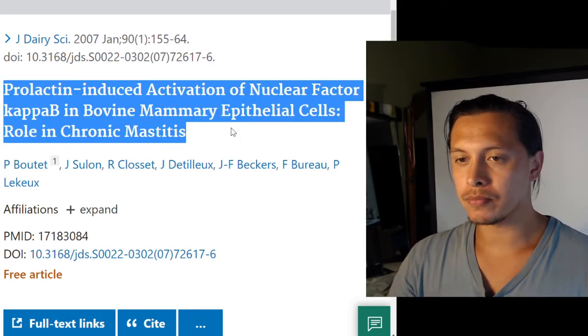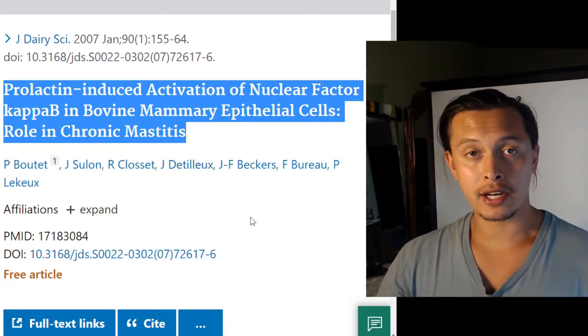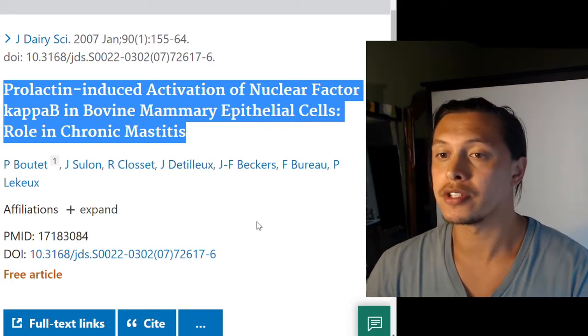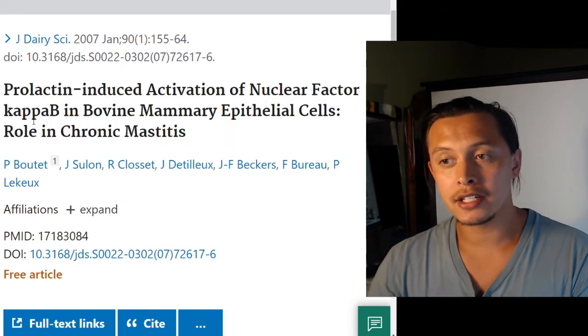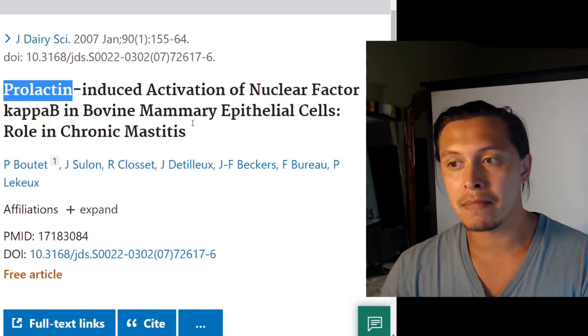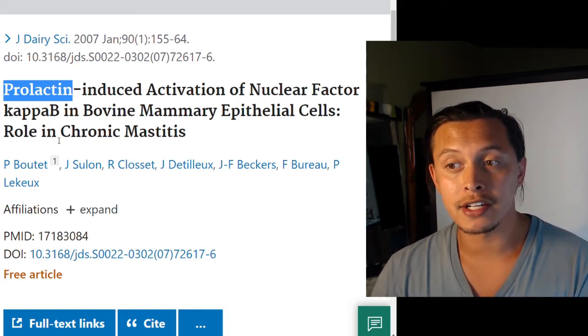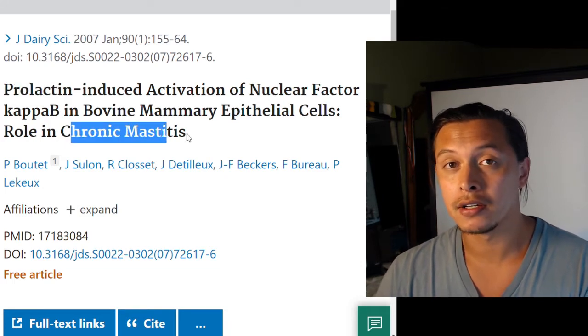Okay, let's begin. So I want to go over this paper, and I'm just going to go through the abstract because I want to make a shorter video today. But here, prolactin-induced activation of nuclear factor kappa B in bovine mammary epithelial cells, their role in chronic mastitis, which is inflammation of the breast tissue.